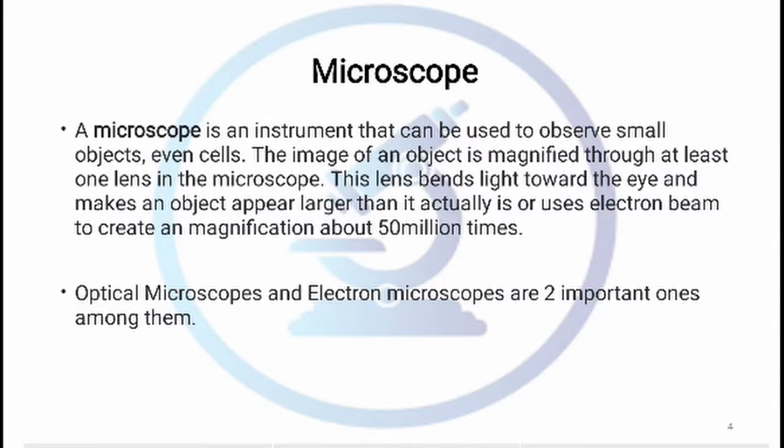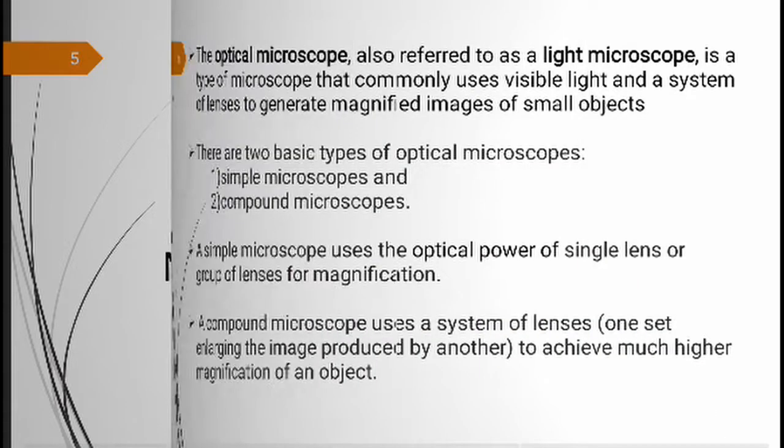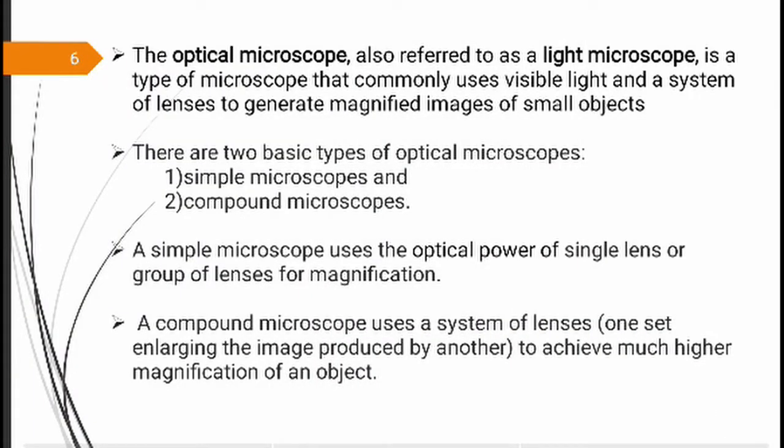There are two different types of microscope, mainly optical microscope and electron microscope. Now we move on to the first classification of microscope, that is optical microscope. The optical microscope is also known as a light microscope since it commonly uses visible light and a system of lenses to generate the magnified image of small objects.